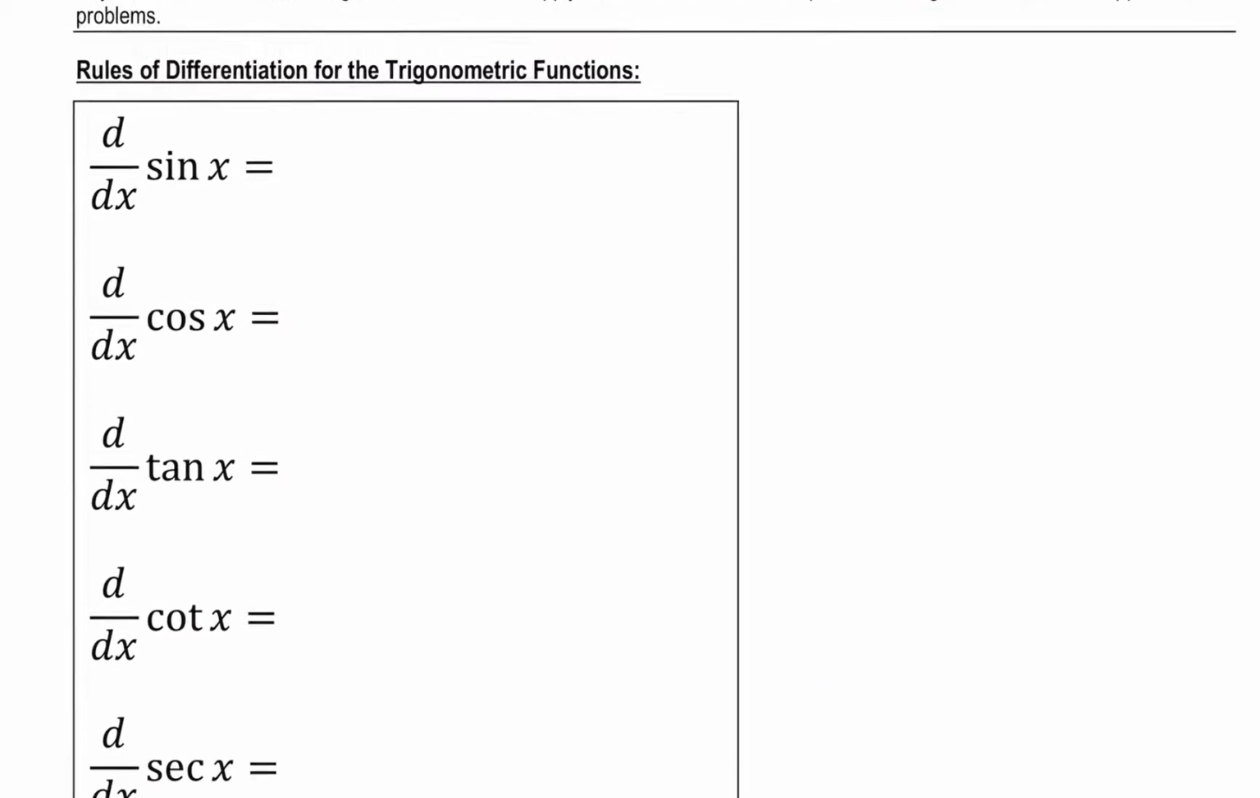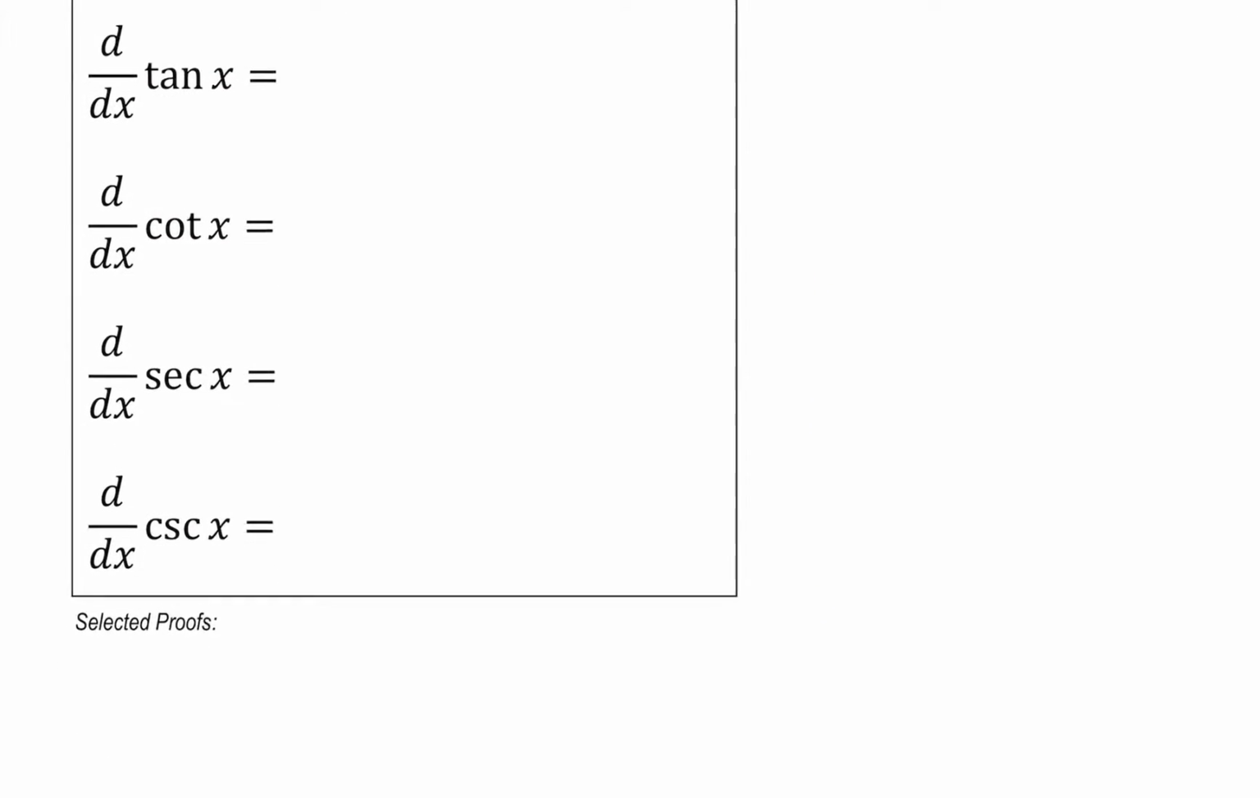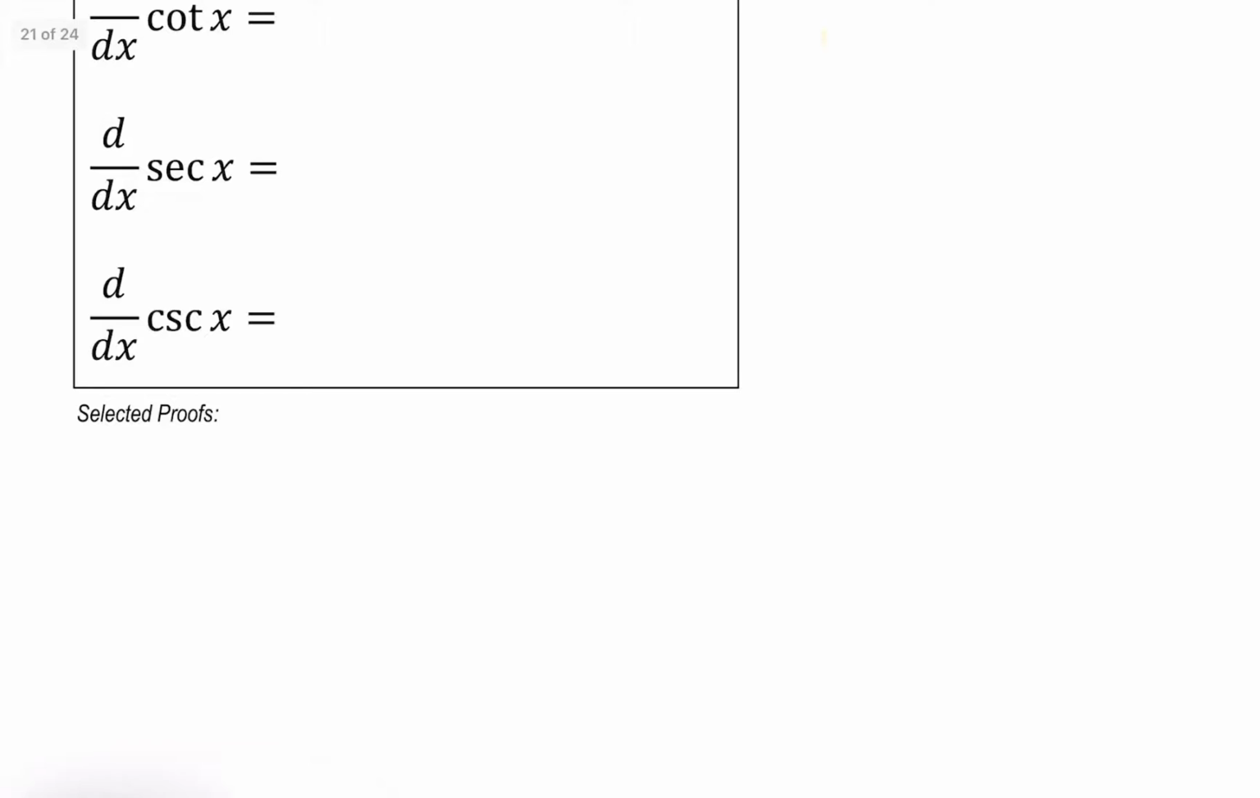And we're not going to prove all of them. We'll prove a couple of them. So let's actually just start with one of those. So let's take a look at showing what the derivative with respect to x of sine of x is. So let's start with that one.